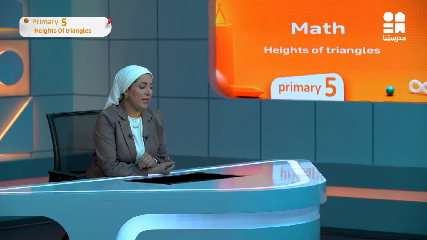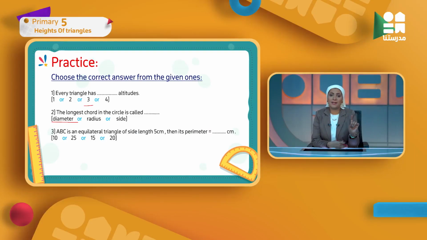If ABC is an equilateral triangle of side length 5 centimeters, then its perimeter equals side length 5 centimeters, and it is an equilateral triangle. The three sides are equal. If one side is equal to 5 centimeters long, then the three sides will be 5 times 3, they will be 15. So here the answer is 15.